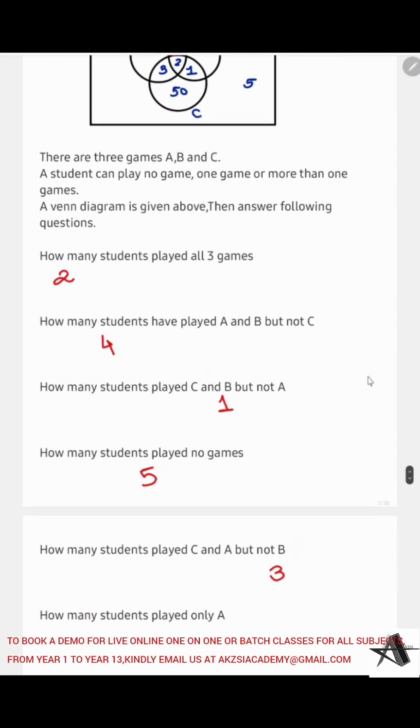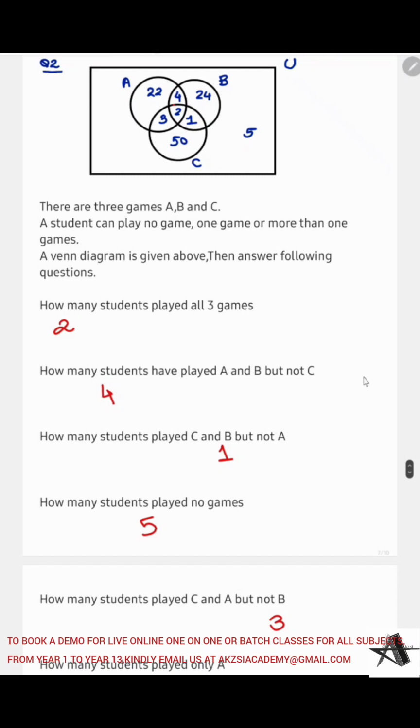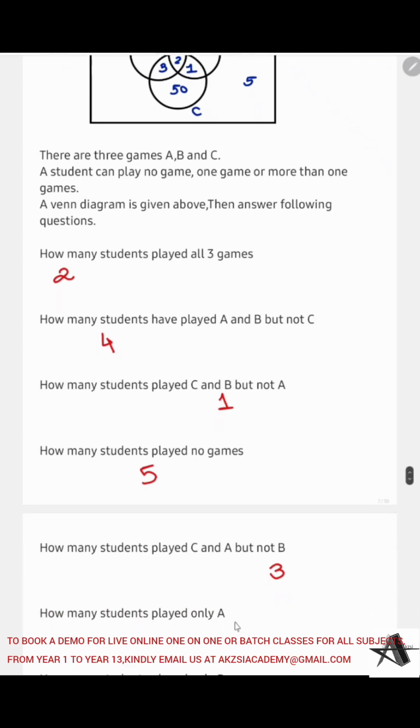How many students played only A? Only A, that means no intersection of B, no intersection of C. We don't want that. This is a complete intersection of B, this is an intersection of C. So in this circle of A, only 22 is the part which is pure. No B and C is included in that. So that part, which is free from B and C, represents the number of students that played only A, which is 22. So let me fill 22 here.